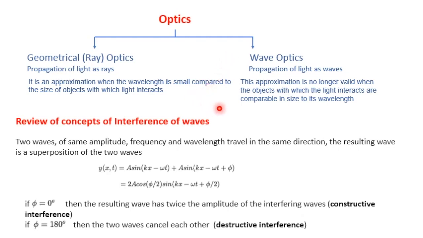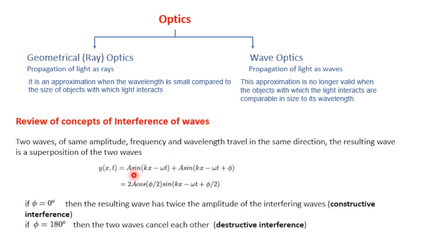I have a small portion which reviews the concepts of interference of waves which you have studied in your class 12 physics. Two waves of same amplitude, frequency, and wavelength which travel in the same direction result in superposition of these two waves.